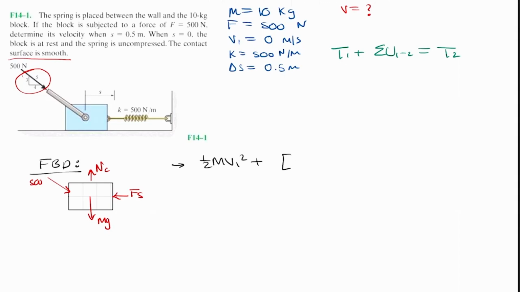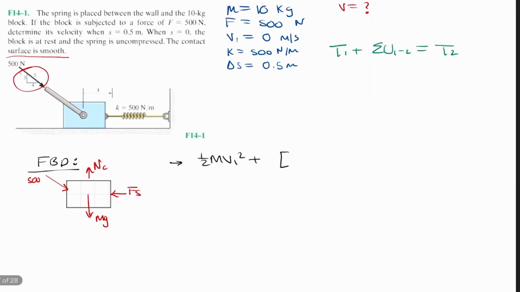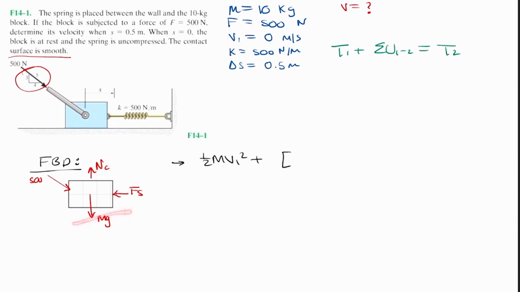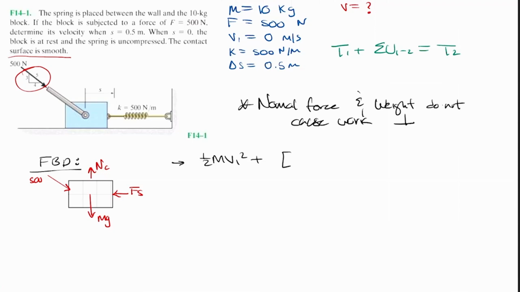So right away we know that there are two forces that are not going to be doing work, because we're only translating in the x direction. Normal and weight are perpendicular, so these forces are not causing work. So the normal force and the weight do not cause work, right? Because they are perpendicular to the direction of displacement. So that leaves only the 500 and the force of the spring to do all the work.